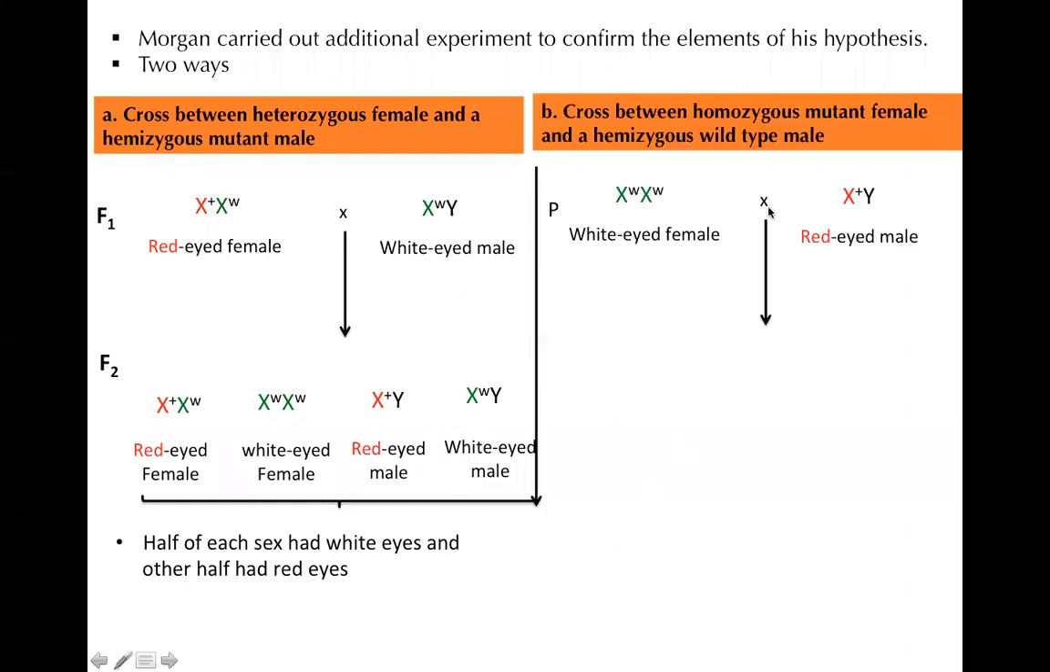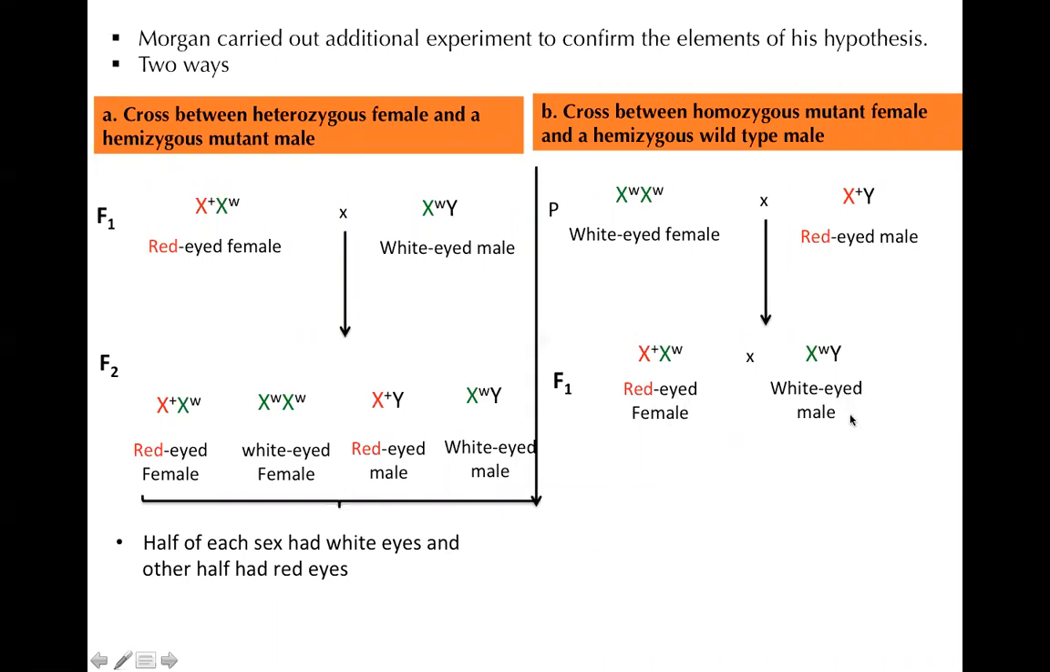One more approach, one more experiment he did was, he crossed a homozygous mutant female with a hemizygous wild type male. So this female is white. Whereas in the previous experiment he took a red-eyed female, in this experiment he took a white-eyed female. So the white-eyed female was crossed to a wild type male. Wild type male means a male which carries the red-eyed phenotype. So when he crossed, he got two different kinds of flies: red-eyed females and white-eyed males.